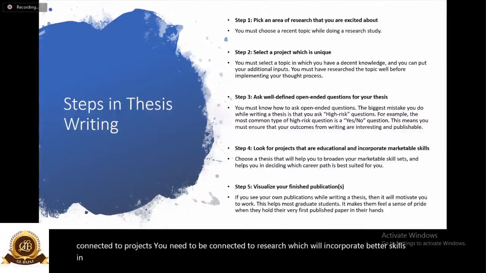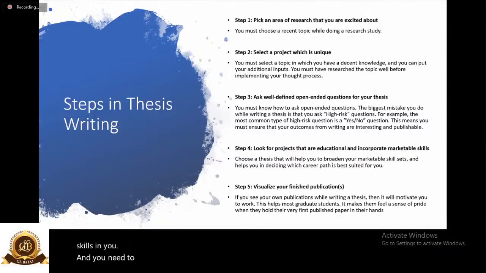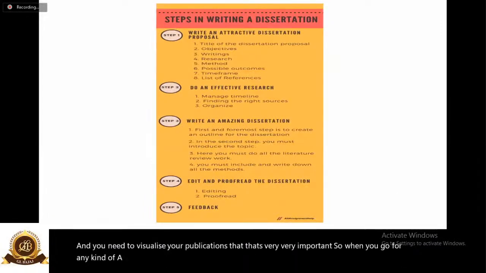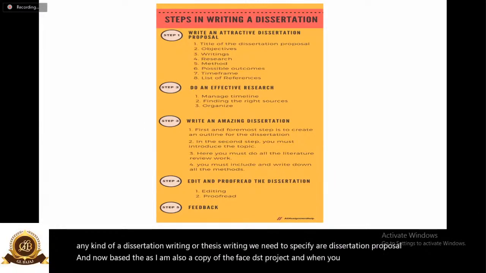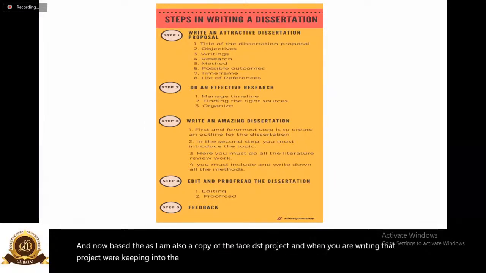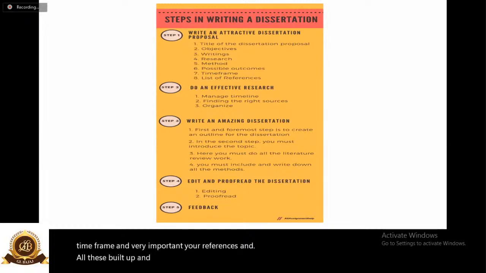That's very, very important. So when we go for any kind of dissertation or thesis writing, we need to specify our dissertation proposal. Nowadays, as I am also a co-PI of the FIS DST project, when we were writing that project, we kept in mind the title, the objectives, the research method, the possible outcomes, the time frame, and, very important, your references. All these build up to an effective research. And when you are going for it, do it in an amazing manner.